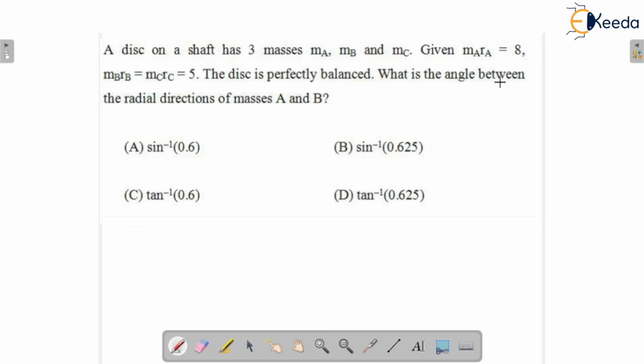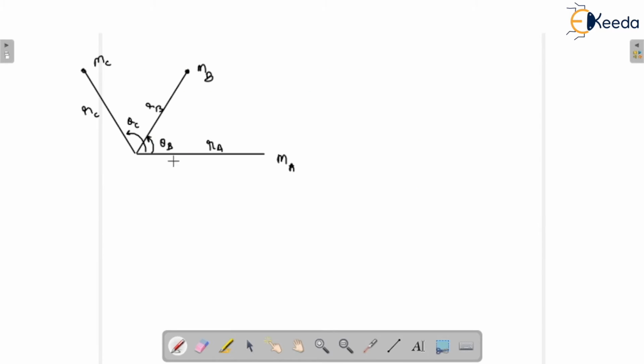What is asked in the question? The angle between the radial directions of the mass A and the mass B. That means we have to calculate the theta B, that is the angle between the mass A and mass B. So how can we calculate? We need to apply the static balancing of the rotating masses concept. We have seen in the topic how we can calculate the unbalanced mass, how we can rearrange the unbalanced mass in order to get the balanced mass and the radial location of the balanced mass.